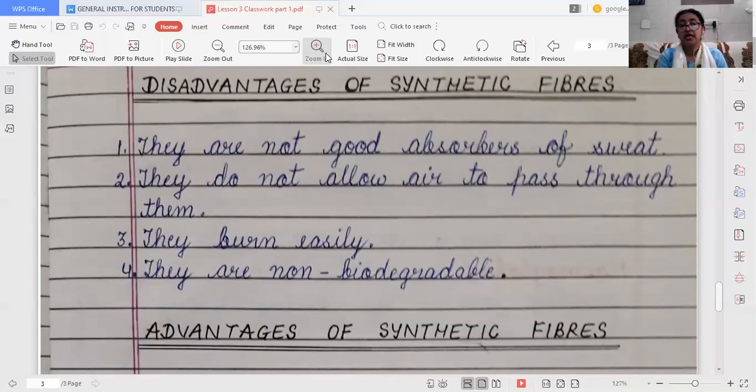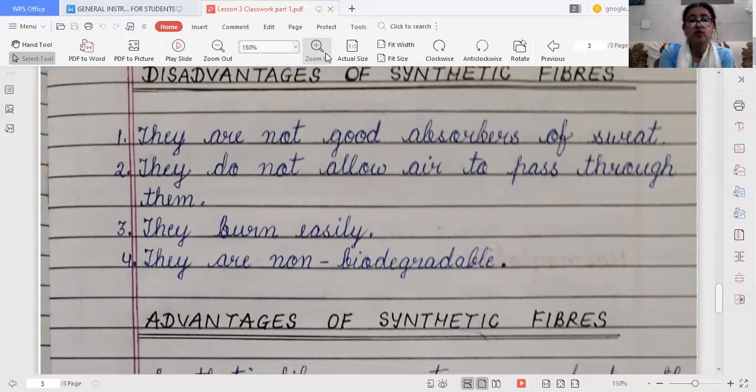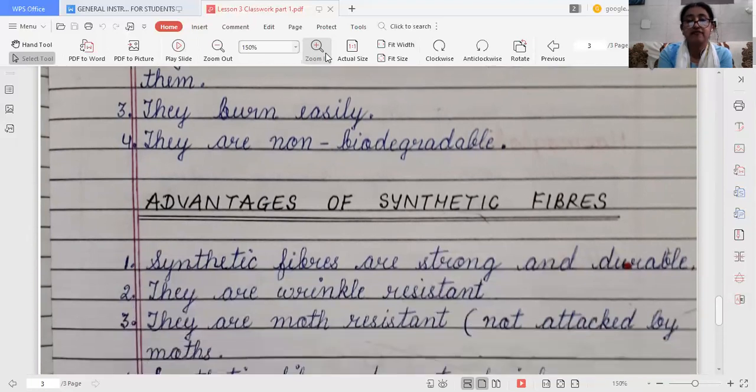And the last one, they are non-biodegradable. I think you all know, I will discuss just now. What are non-biodegradable? The materials which cannot decompose naturally are known as non-biodegradable. And what will be biodegradable? The materials which can decompose themselves, like organic matter, they can easily decompose themselves. So they are biodegradable materials. So plastics, so synthetic fibers are non-biodegradable material.